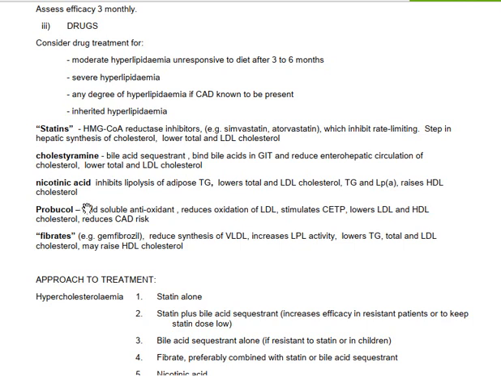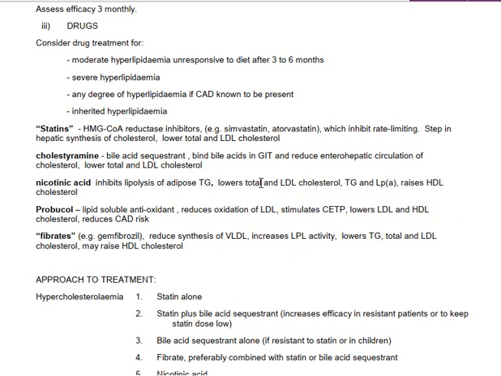So probucol reduces the oxidation of low density lipoprotein, so it can help convert oxidized low density lipoprotein back to normal low density lipoprotein, such that it can be broken down by the macrophages. What you have to note is that macrophages cannot break down oxidized low density lipoprotein after engulfing it. It can only break down low density lipoproteins. Is it clear? So probucol is going to reduce oxidized low density lipoproteins.